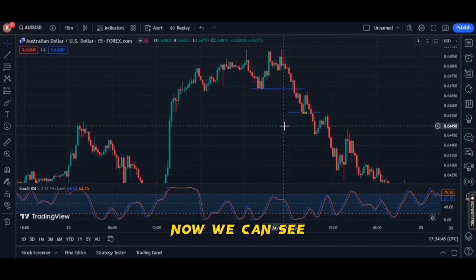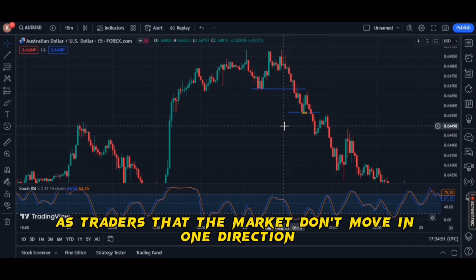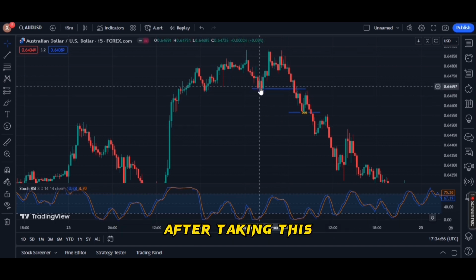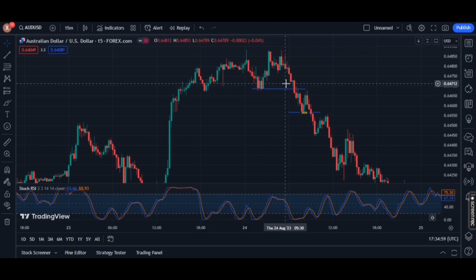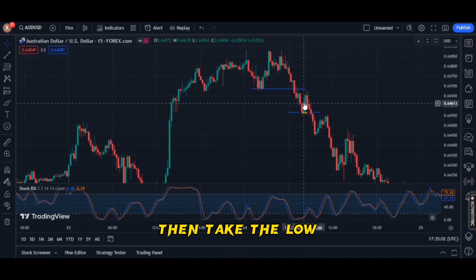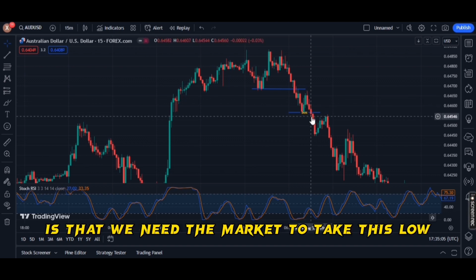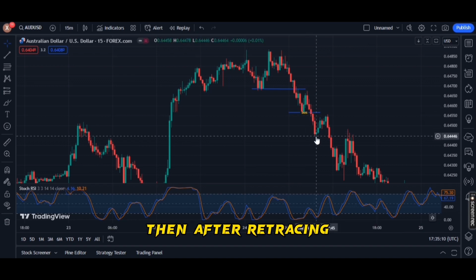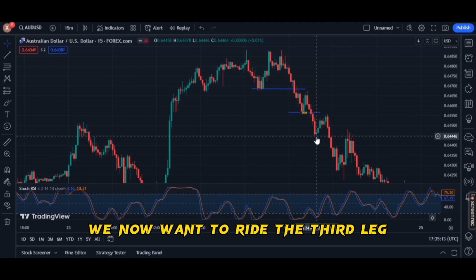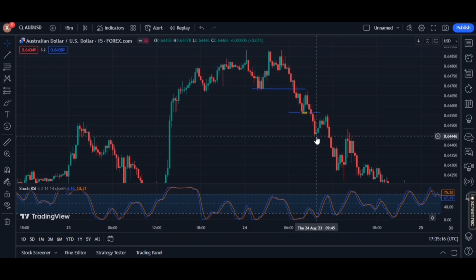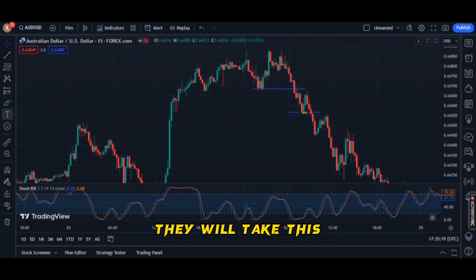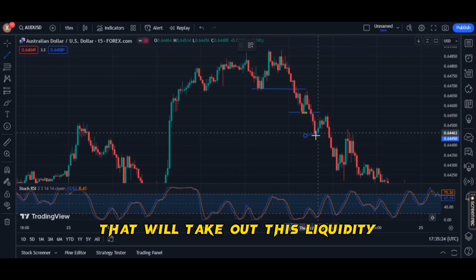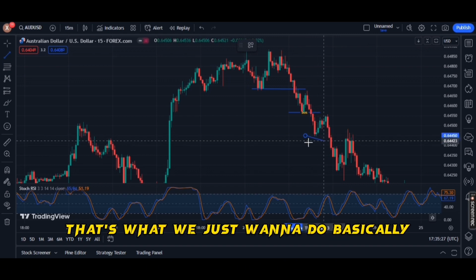We all know as traders that the market doesn't move in one direction. In a downtrend, we know the market, after taking this low, will come back and retrace, then take the low. All we need is for the market to take this low. Then after taking it, we'll wait for the market to retrace. After the retrace, we now want to ride the third leg that will take out this liquidity. That's basically what we want to do.